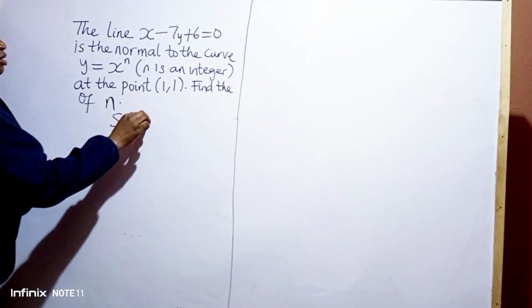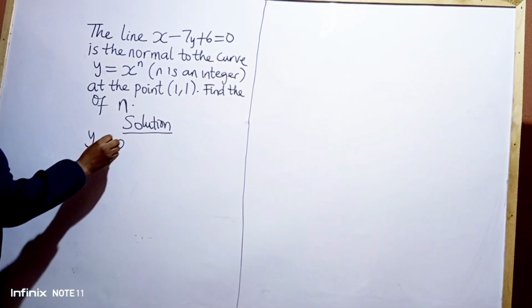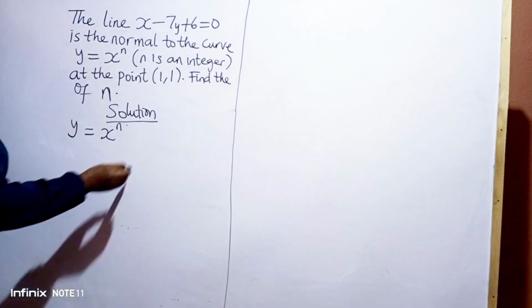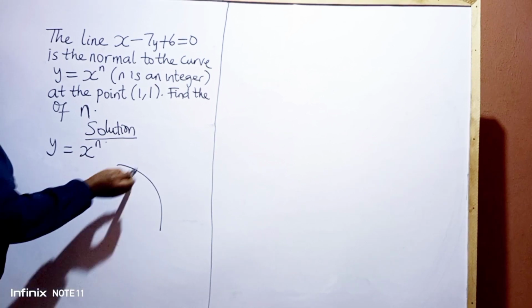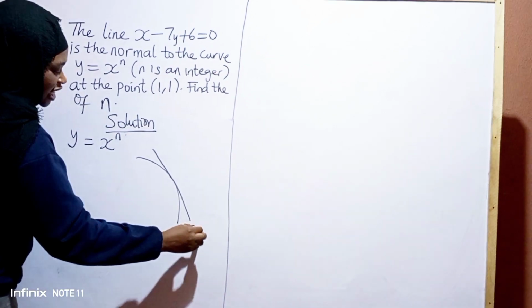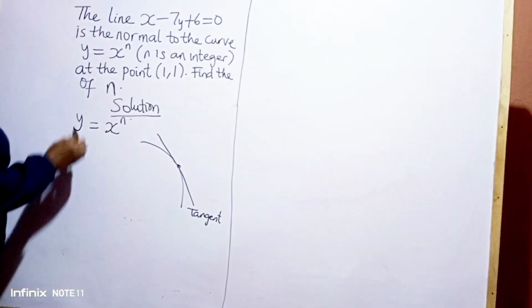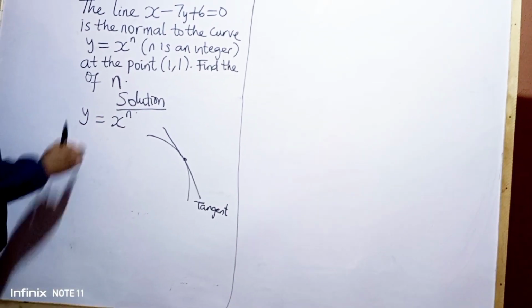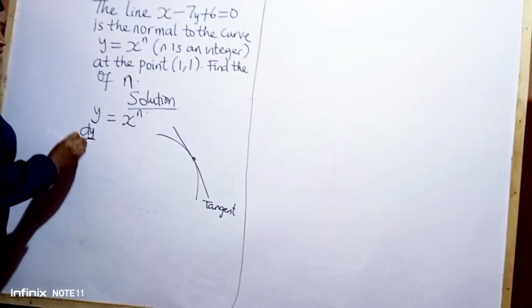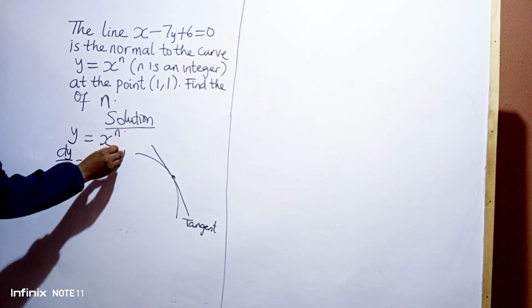Solution. The given curve is y equal to x raised to power n. So we need a tangent, that is a line that touches the curve at just one point. Now from here we need to find the derivative of y with respect to x. So dy/dx is equal to n multiplied by x to the power n minus 1.